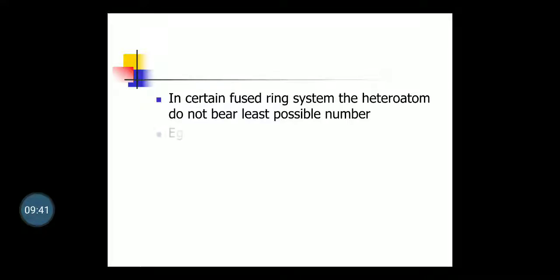Now the next example we are going to see is purine. In certain fused ring systems, the heteroatom is not bearing the least possible number. There is no relationship with the rule; it is breaking the rule, and we call these exceptional cases, that is purine.